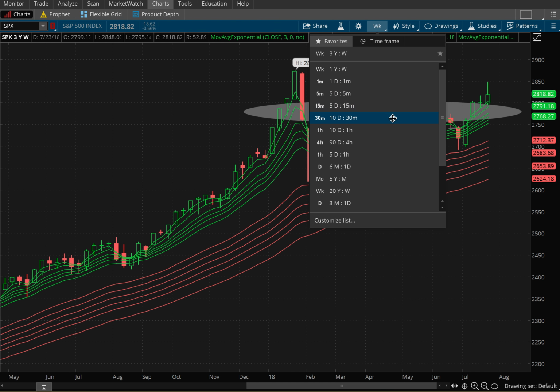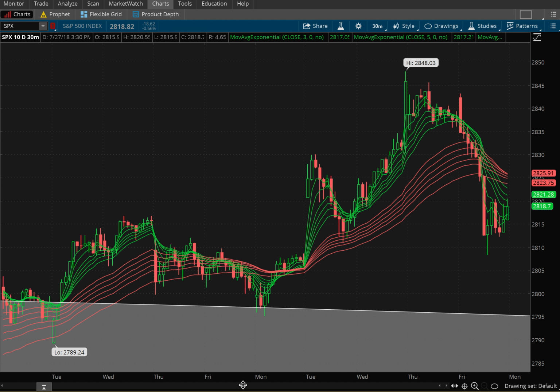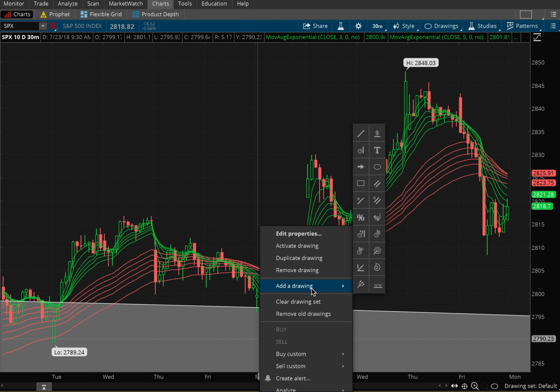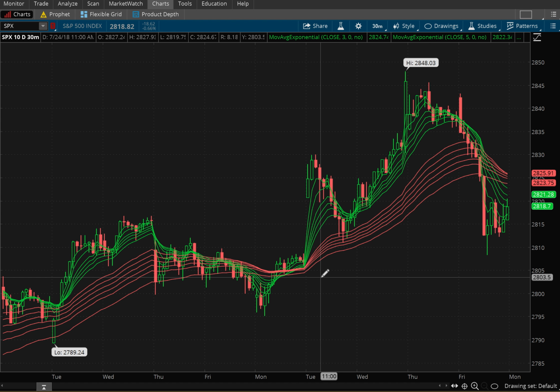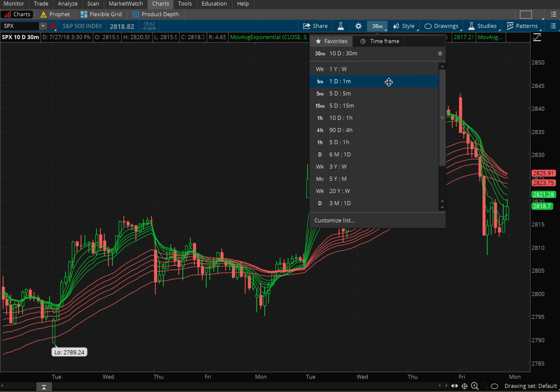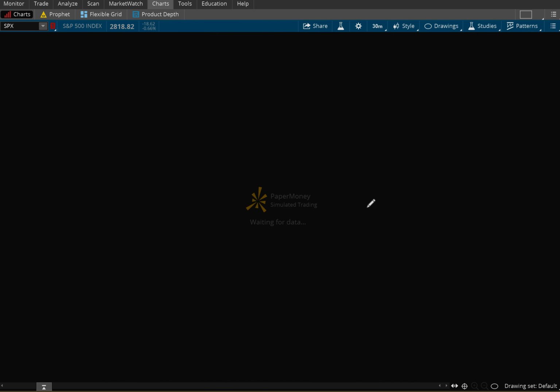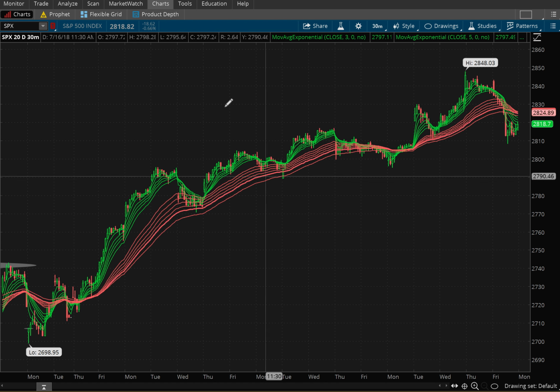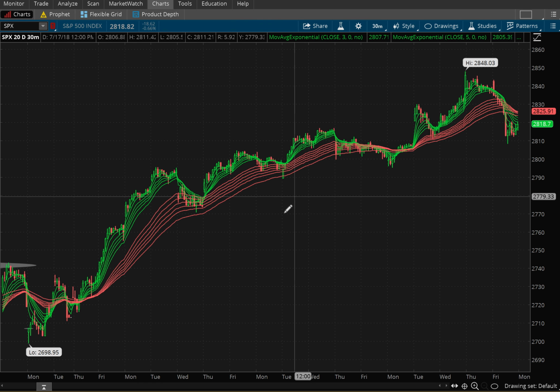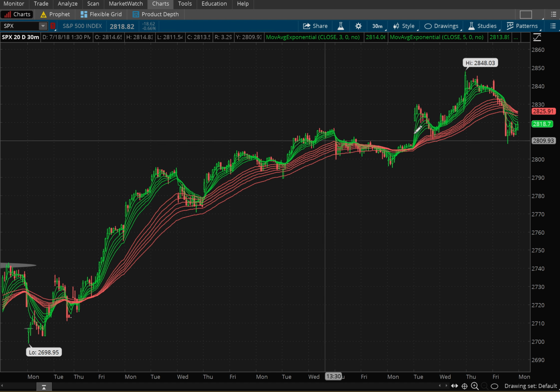Now, if you want to take a look at the shorter time frame to see, is there an opportunity for me to actually make money on this one? So let's do customize, list 20-day, 30 minutes. So now we're looking at a 30-minute chart. If you want to go week by week, generally I would recommend taking a look at the 30-minute chart. It would be a pretty good chart to look at.